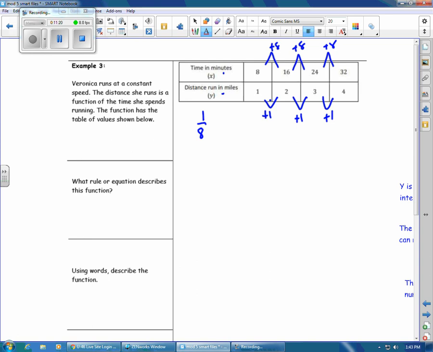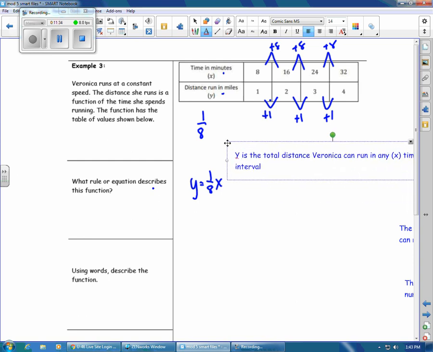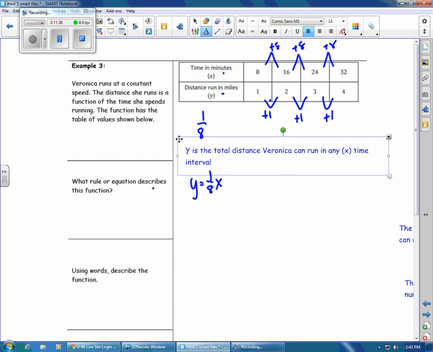So what rule or equation describes the function? Again, y is our total distance, and x is our time. Okay, so y is the total distance. Veronica can run in any time, any x time interval.